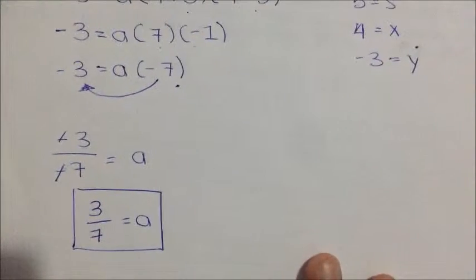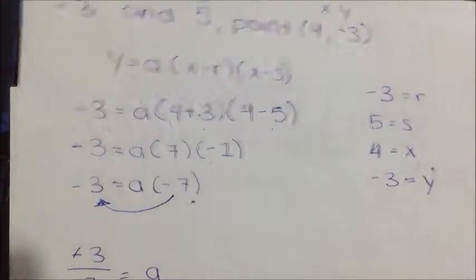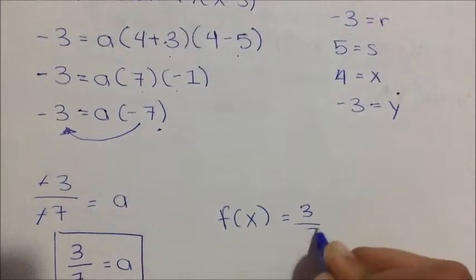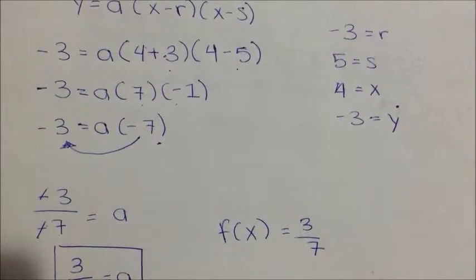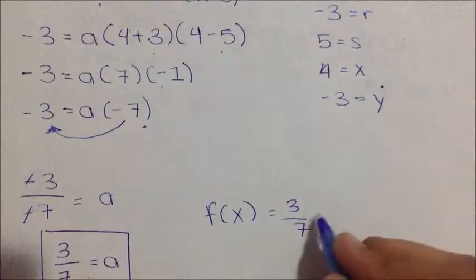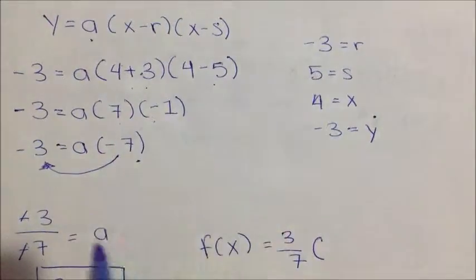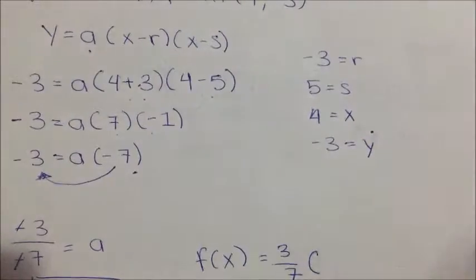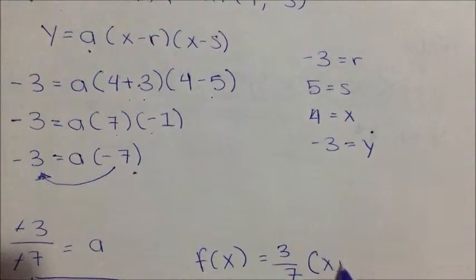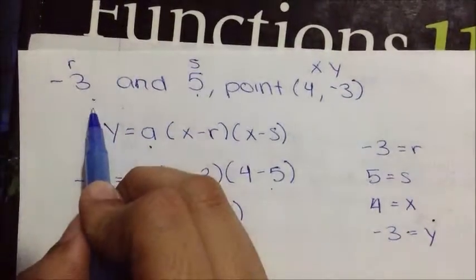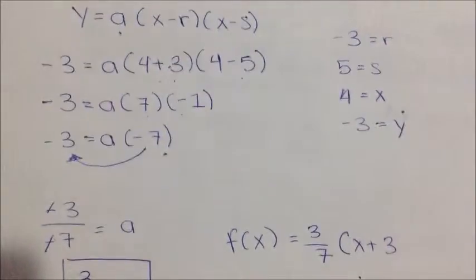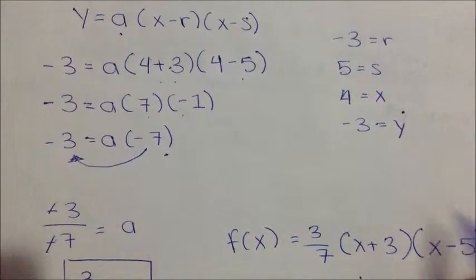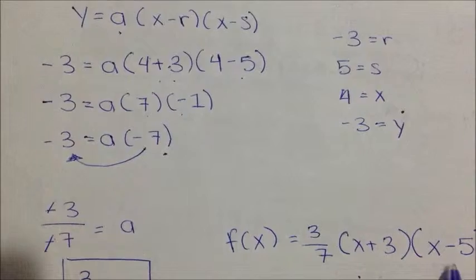And your final answer, written in this equation, would be f of x equals 3 over 7. So you're just replacing what you got over here with a. And then you just sub the r and the s into the brackets. So it'd be x plus 3, since it's negative 3 over here, and the bracket's going to be plus 3, x minus 5. Since it's a positive 5, in the bracket it's going to be a negative 5.